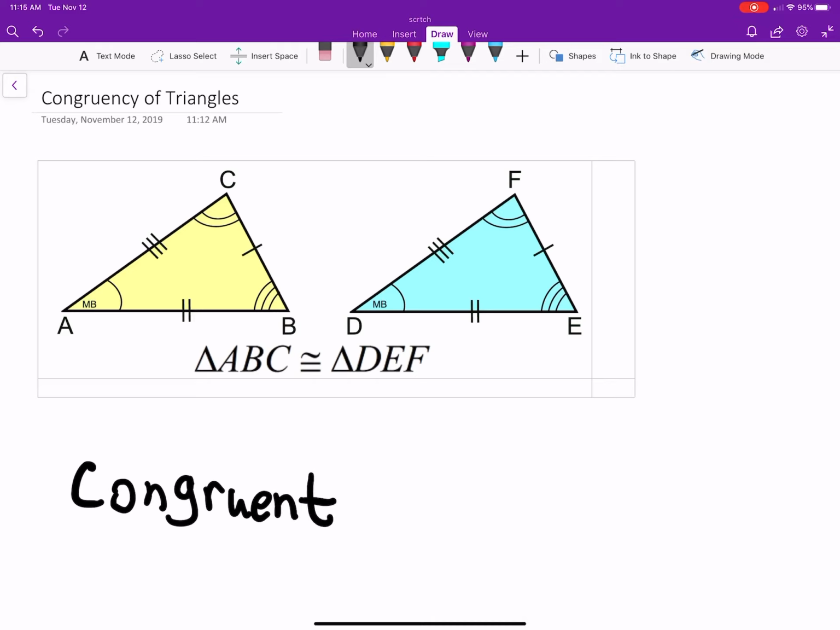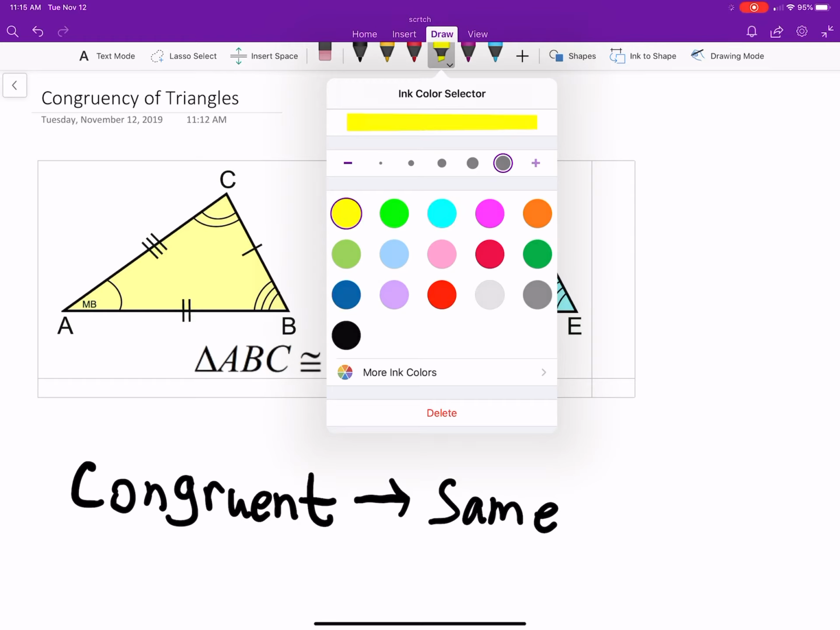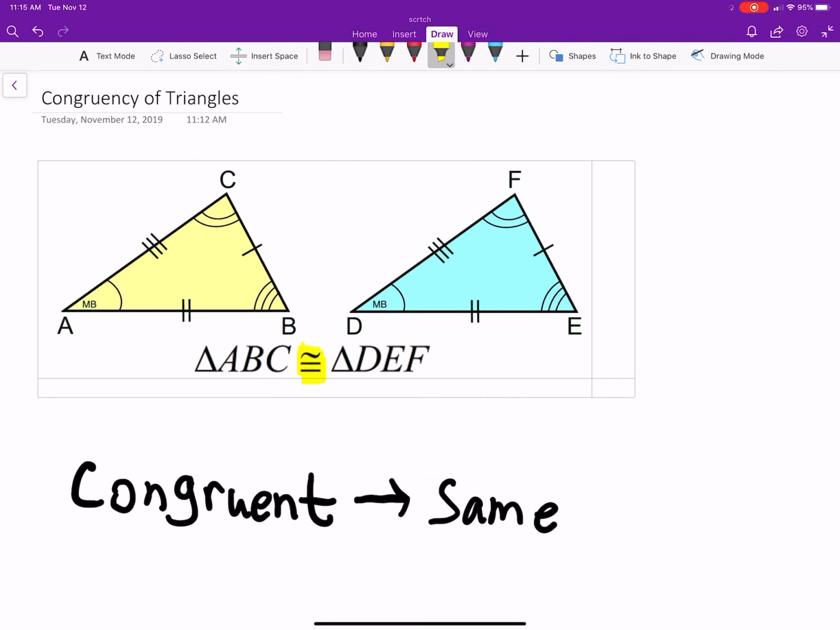So congruent roughly means the same. If we were to say two triangles are congruent, which we can denote mathematically with our symbols like this, it's an equal sign with a little squiggly above it. That means congruent. So if we want to say two triangles are congruent, we could write it out like we see here. This triangle symbol means we're talking about the triangle.